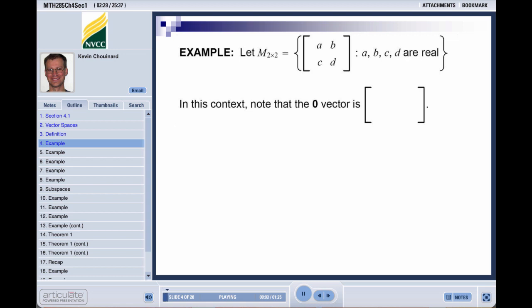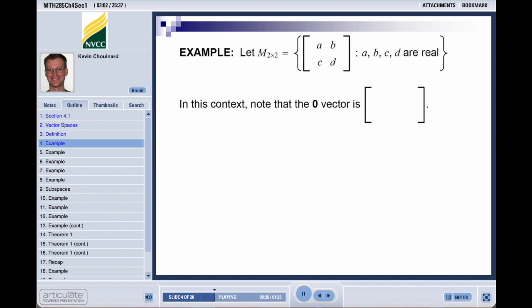Here's our first example of a vector space. Suppose we take the set of 2 by 2 matrices, where the entries of the 2 by 2 matrix are real numbers. This is going to satisfy all 10 axioms necessary for a vector space. For example, when you add two of these vectors, of course they're matrices, but we're thinking of them as elements of a vector space now, you get another 2 by 2 matrix that belongs to the vector space.